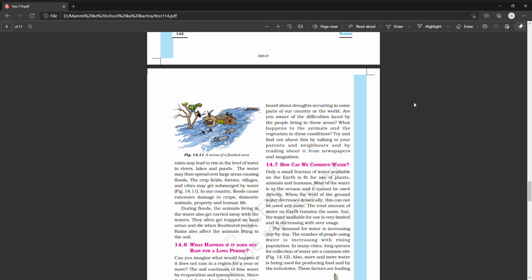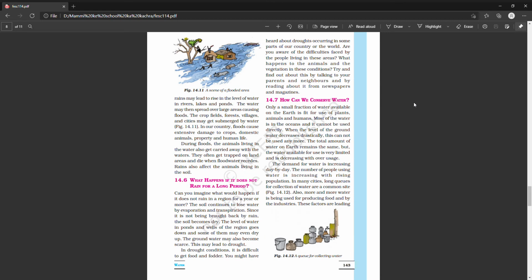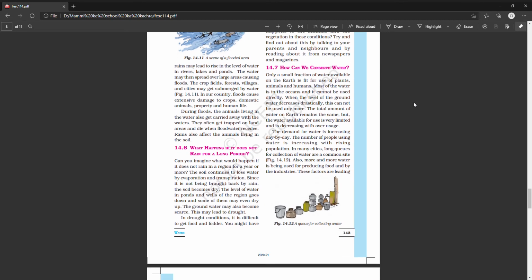Only a small fraction of water available on the earth is fit for use of plants, animals and humans. Most of the water is in oceans and it cannot be used directly. When the level of the groundwater decreases drastically, this cannot be used anymore. The total amount of water on earth remains the same, but the water available for us is very limited and is decreasing with overuse. If you use water by wasting it, then this will become scarce and there will be less availability of water. The demand for water is increasing day by day. The number of people using water is increasing with rising population.